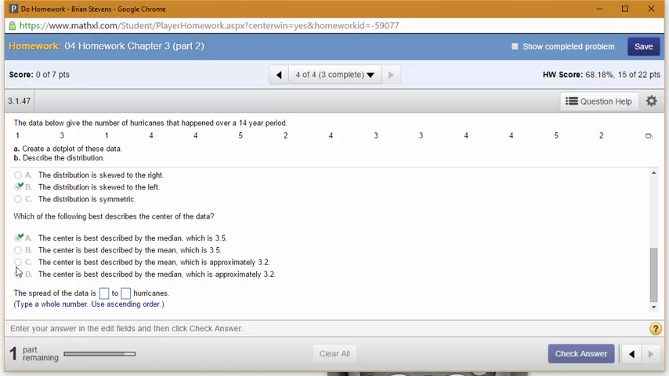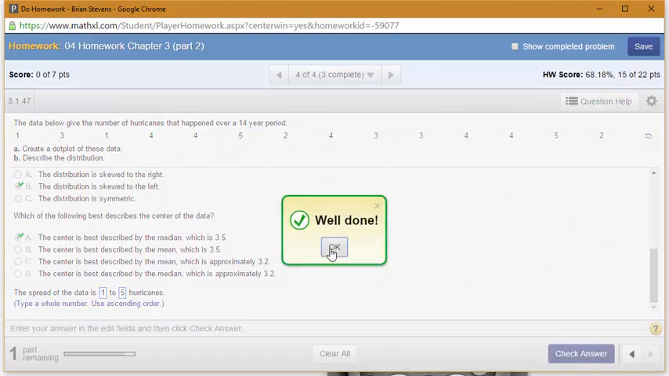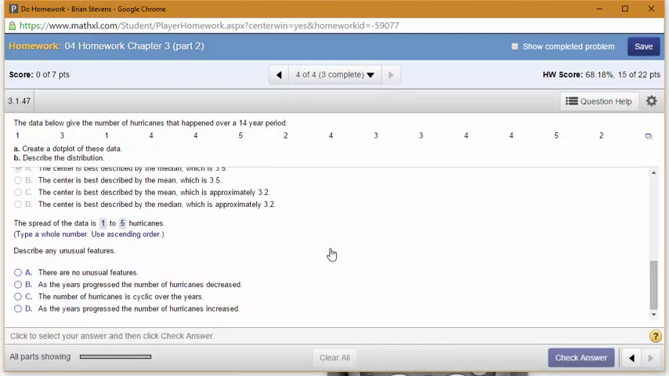The spread of the data is blank to blank hurricanes. Nice and easy. Oh, I love the easy questions. 1, 2, 5. There we go. And use ascending order, not descending. There we go. Nice and easy one at the end there. Good job. Make sure to review over these parts, and good luck.